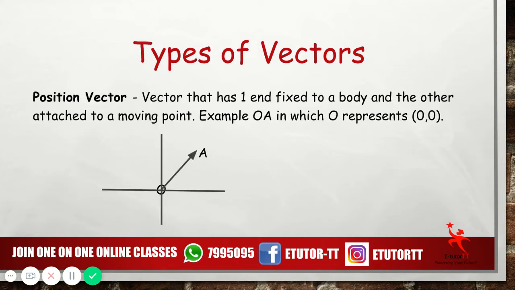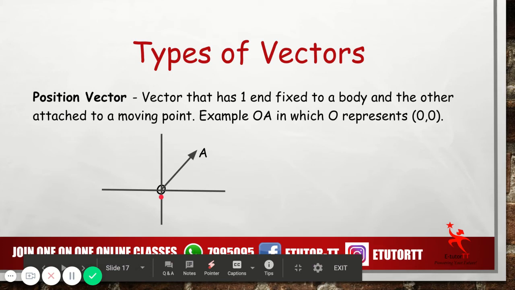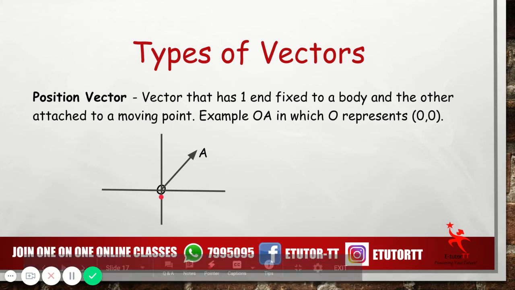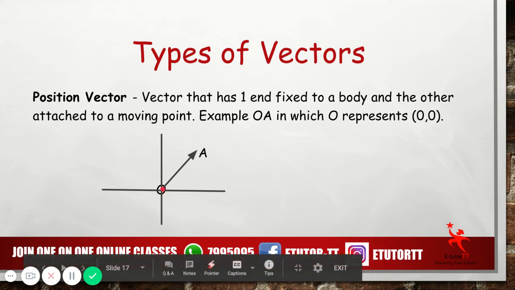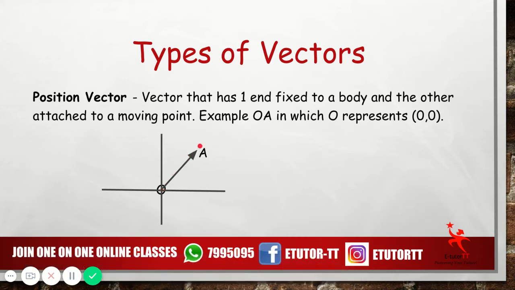Position vector. A vector that has one end fixed to a body and the other attached to a moving point. Example: OA, in which the O represents (0, 0), which is the origin. So you see it's fixed at the origin here. It starts at the origin, and then this is the moving point here. This could go on and on and on. So that's an example of a position vector.